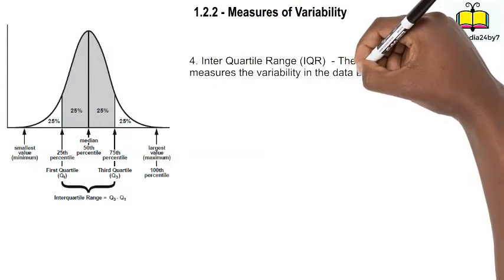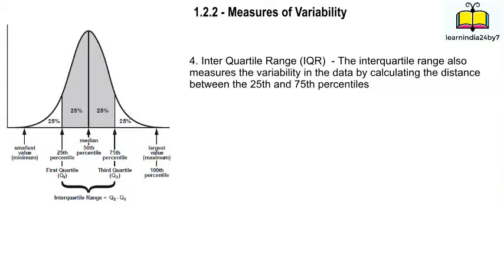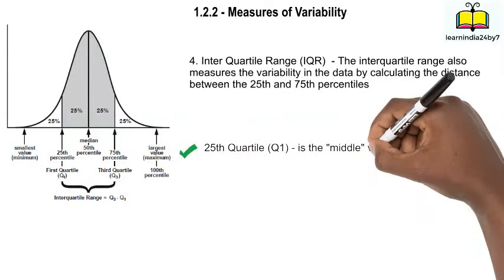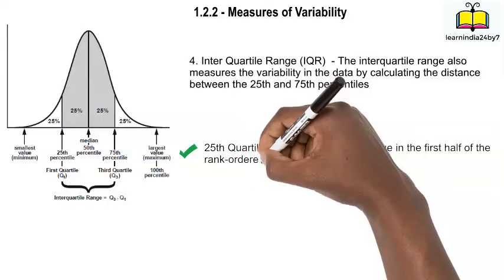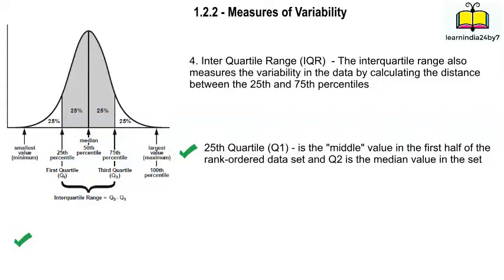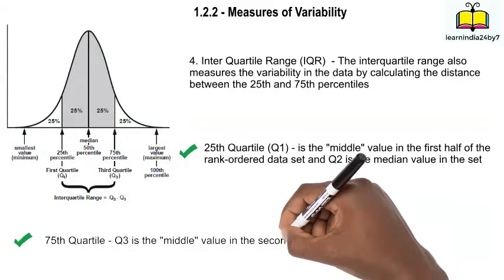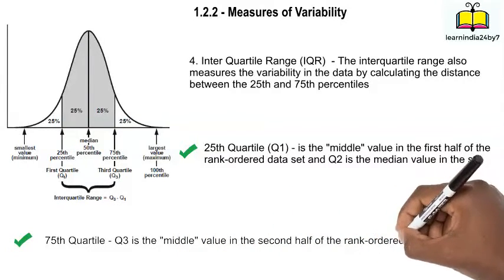The interquartile range is used to measure the variability of data by calculating the distance between the 25th and 75th percentile values. The 25th quartile is the middle value in the first half of the rank order data, and the 75th quartile is the middle value in the second half of the rank order data.